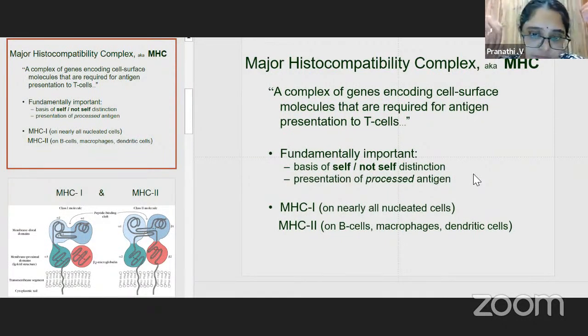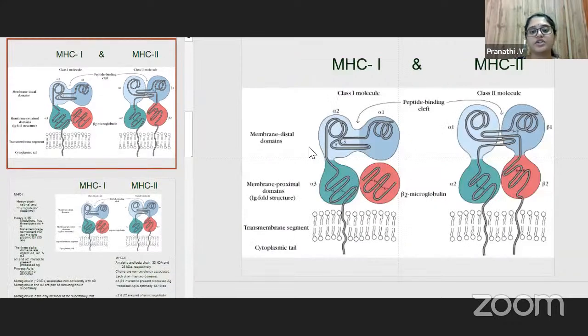Now, where are they present? MHC 1 and 2 are the two types. MHC1 is present on all nucleated cells. MHC2 is present on B cells, plasma cells, macrophages, and dendritic cells. This is how the structure is. You have 3 domains here, alpha 1, alpha 2, and alpha 3, and a beta 2 microglobulin attached. This is present as an IgG fold, and you have sulfide bridges also present.